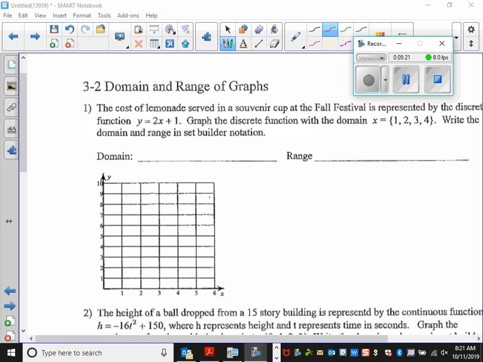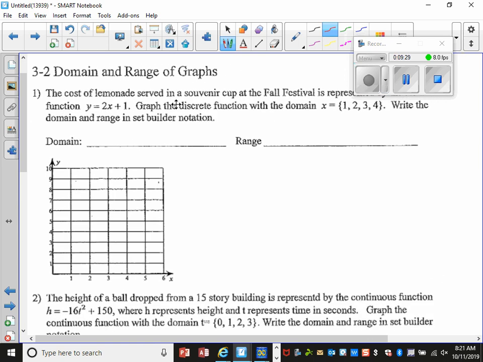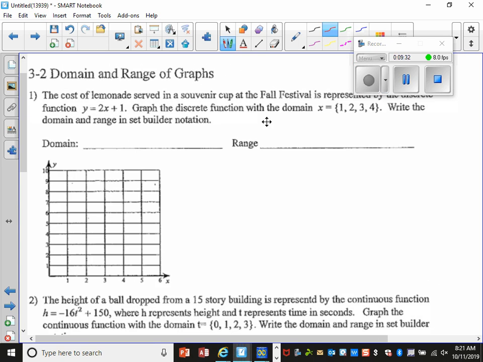Now on page 5, they give you a little scenario at the top about lemonade served in a souvenir cup at a festival, and then they give you the equation. Here's the function right here. It says graph the discrete function with the domains of 1, 2, 3, and 4, and write the domain and ranges in set builder notation. Anytime it's a discrete function, we're not going to connect the points. So let's write up here, do not connect.